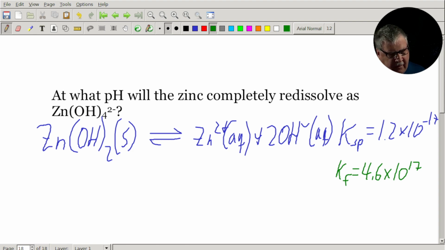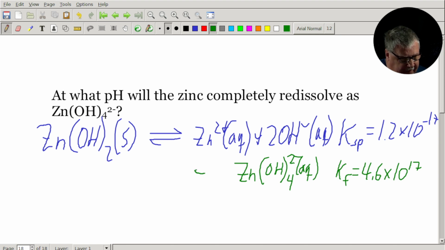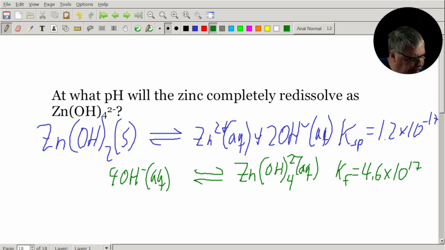All right, so what are we looking at here? We're looking at the formation of this complex: zinc with 4 hydroxides bound to it. It's got a 2 minus charge as a result. And again, you get that by combining 4 hydroxide ions with 1 zinc.